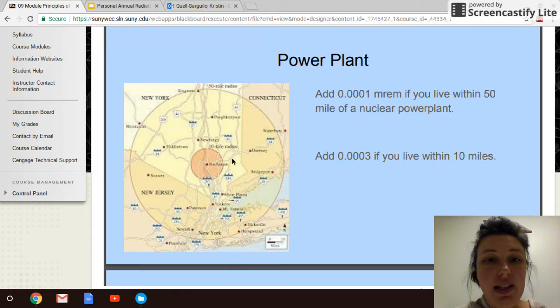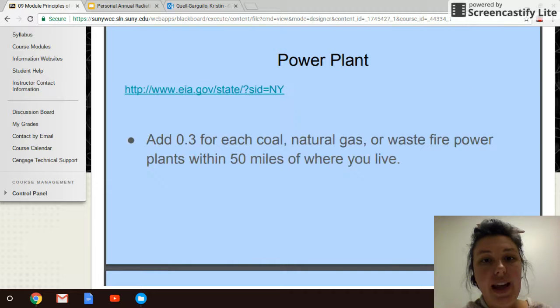And if you happen to be in the 10-mile radius, the little inner circle, give yourself a 0.0003 mrem for your nuclear power plant exposure. Now, the next part requires you to do a little research.